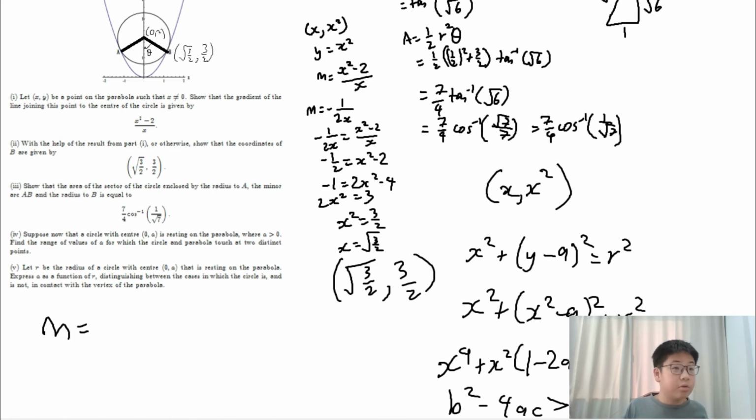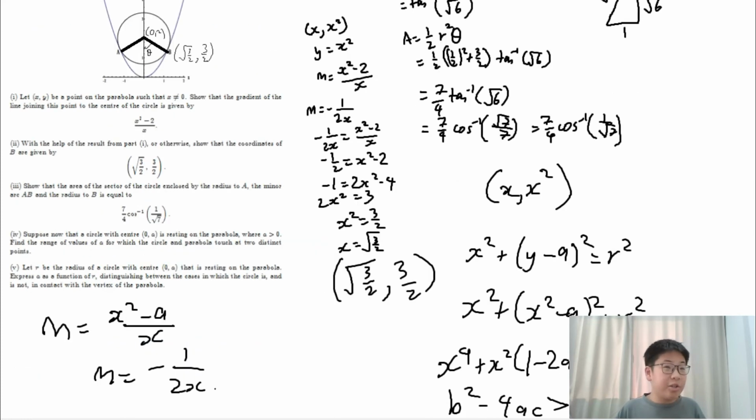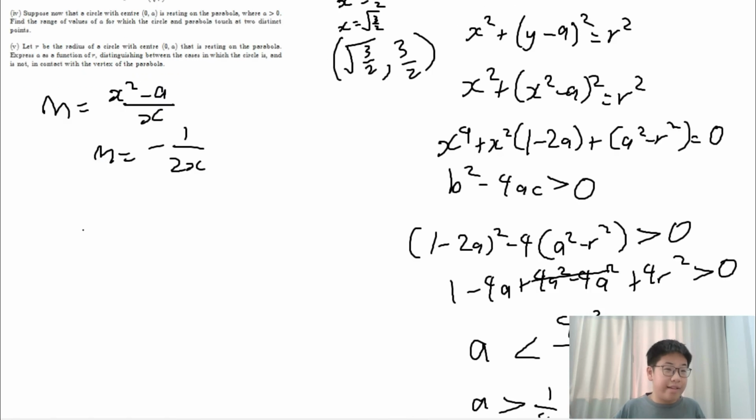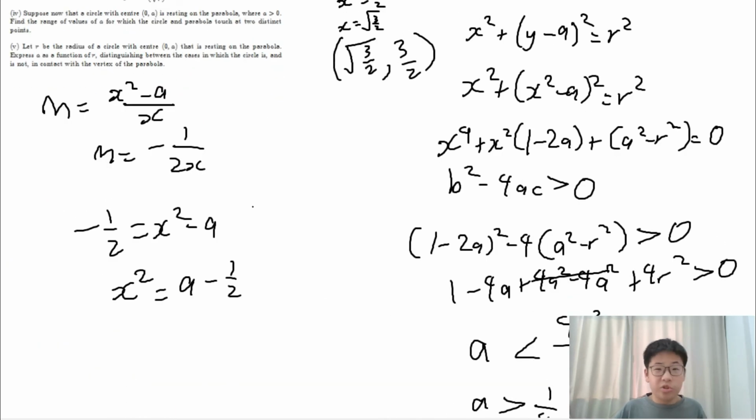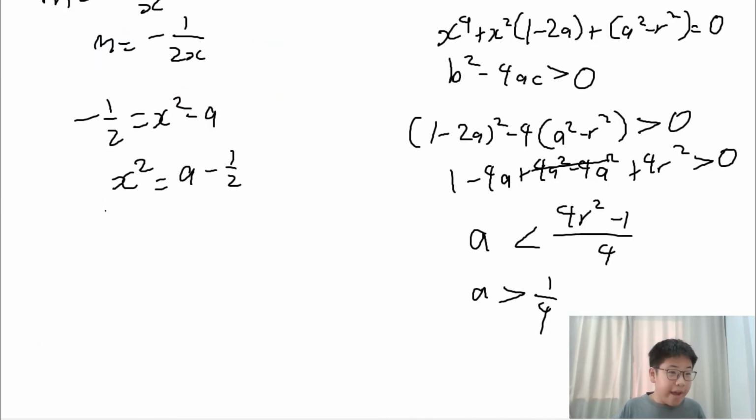m equals x squared minus a over x. So m equals -1/(2x). Because we can change 2 to a, basically I'm doing a generalized problem here. -1/2 equals x squared minus a. So x squared equals a minus half. And x squared plus y squared equals r, so x squared plus x to the power of 4 equals r.